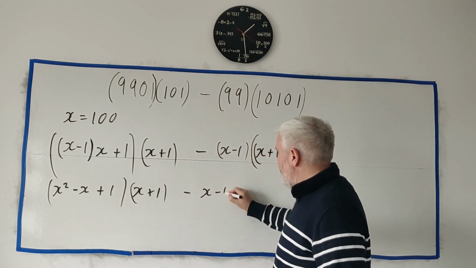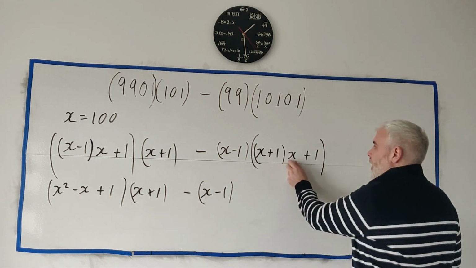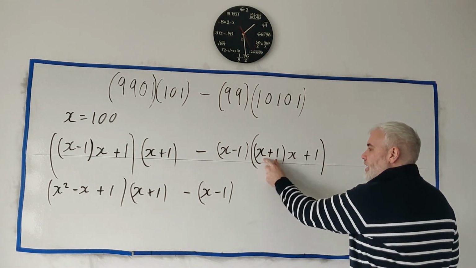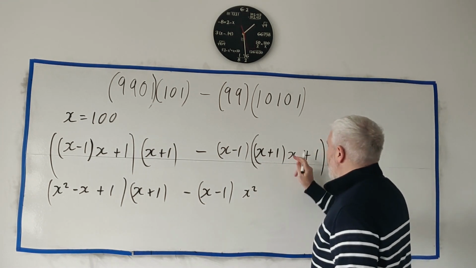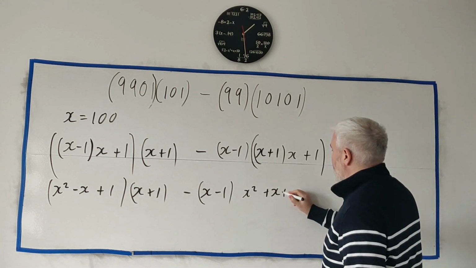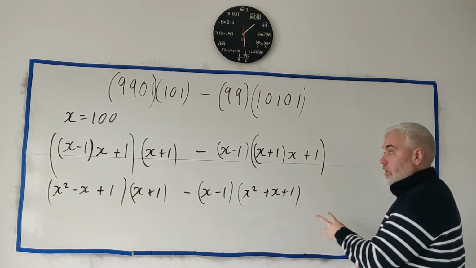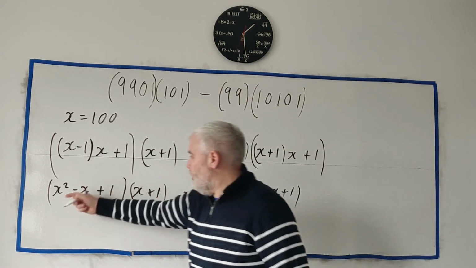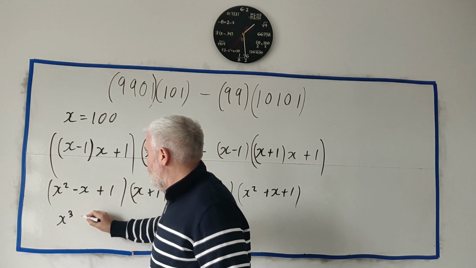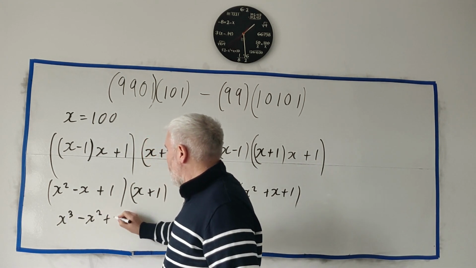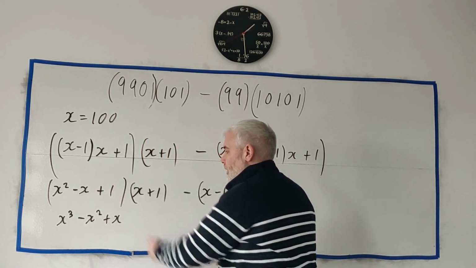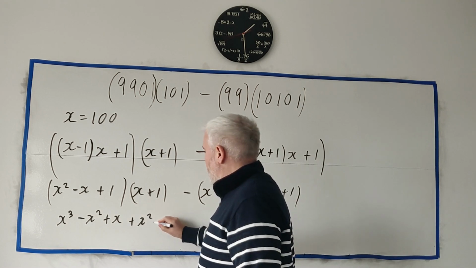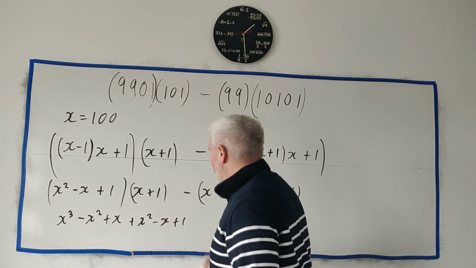Over here, we'll get something similar. The x minus 1 multiplied by this multiplied out. X times x is an x squared. X times 1 is x plus another 1. We get these terms. Again, we're just going to multiply these out. X multiplies in here, we get an x cubed minus an x squared plus an x. The 1 multiplies in, we get an x squared minus an x plus a 1.